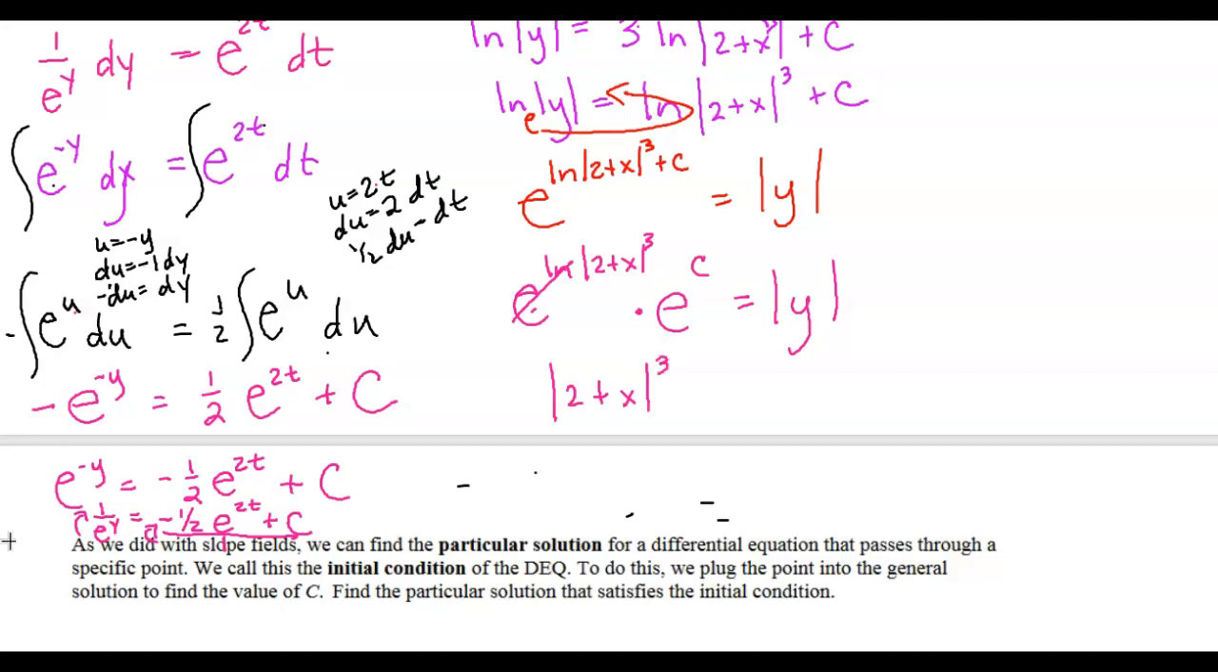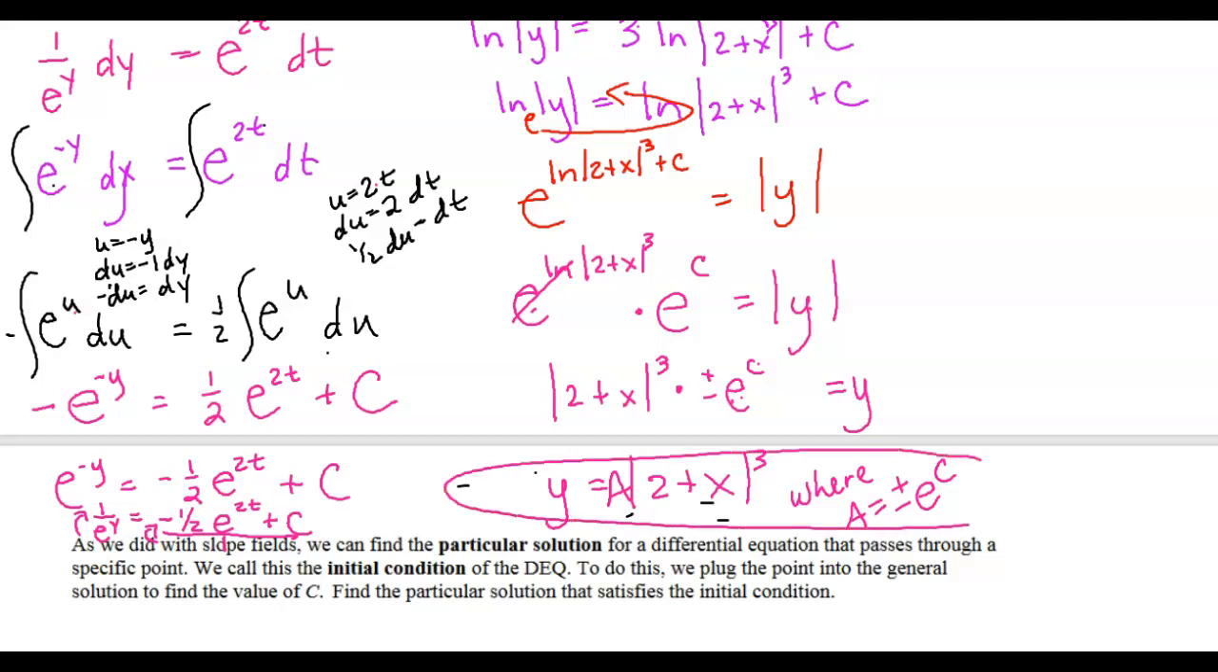And then, once again, I can get rid of those bars by putting a plus or minus in front of this, e to the c, because e is a number, c is a number. And so you might see this written as y equals 2 plus x cubed with an a in front, where a equals plus or minus e to the c. Okay, and so this is probably the best answer. It wouldn't be incorrect if you left it as the step before, though. Okay.